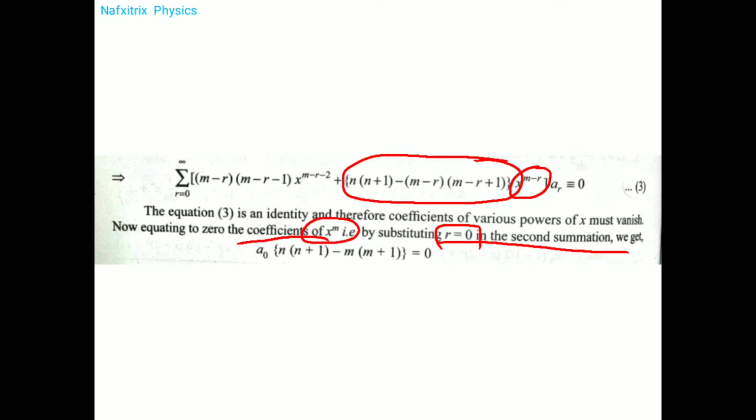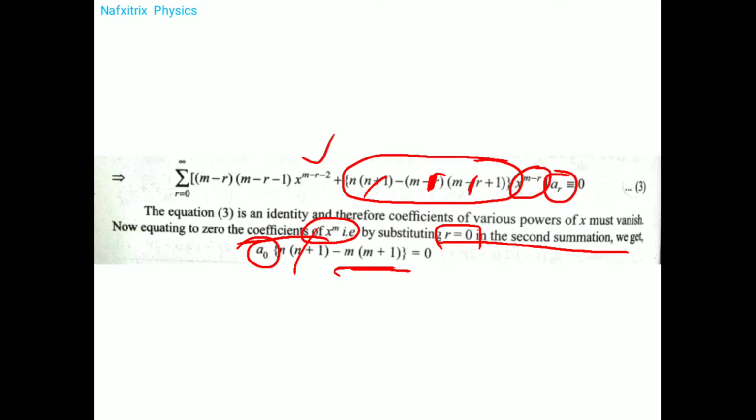So what is its coefficient? As r is 0, a r is nothing but a naught. And here you can see n into n plus 1, so n into n plus 1 minus m minus 0. So this one would be neglected, minus of m into m plus 1. Entire thing equals 0.